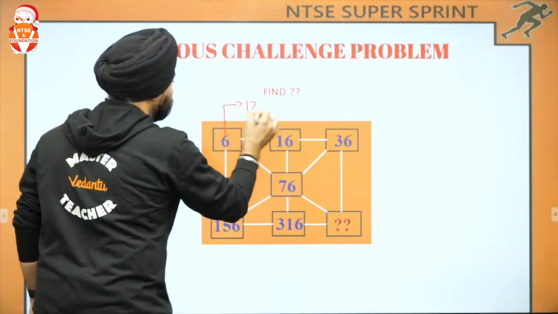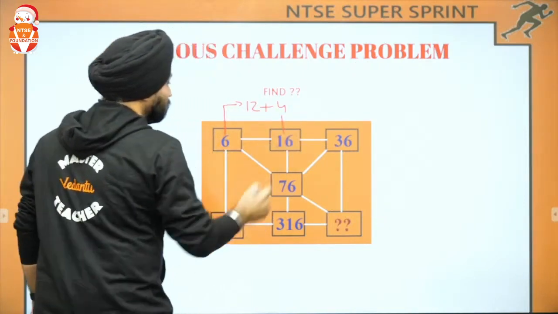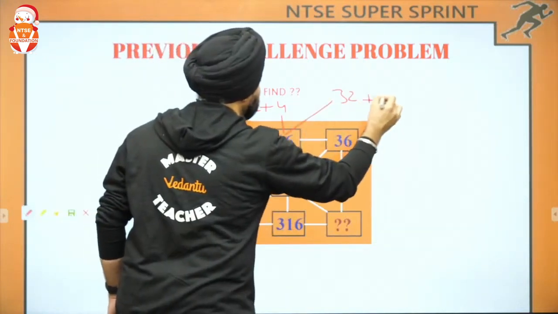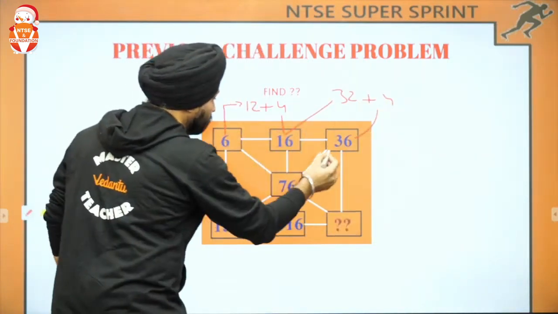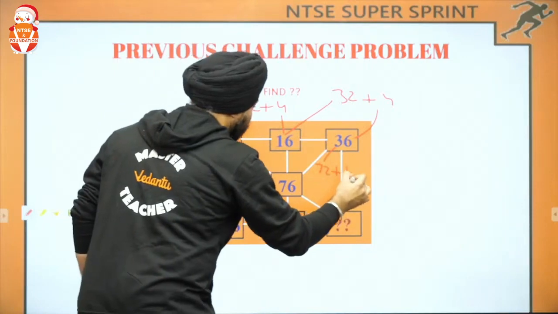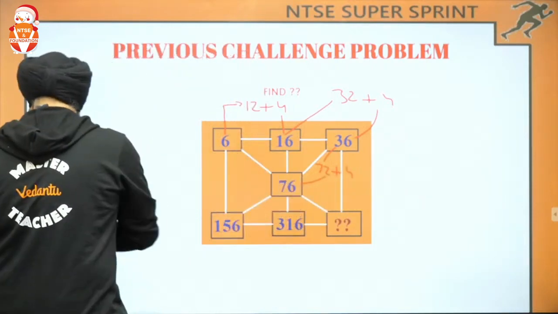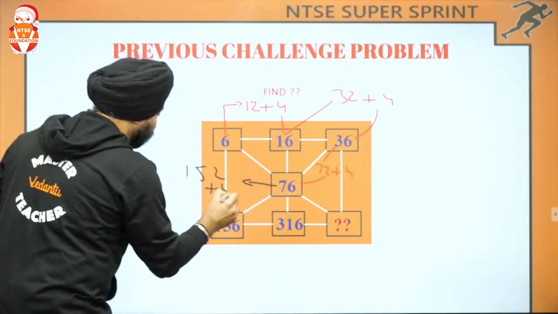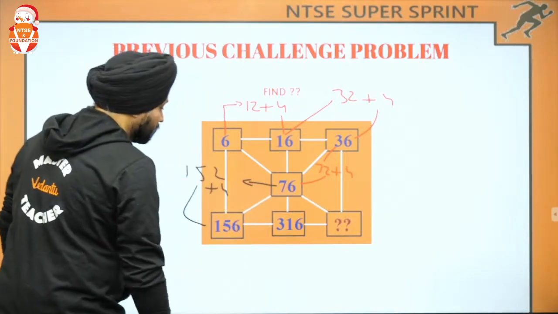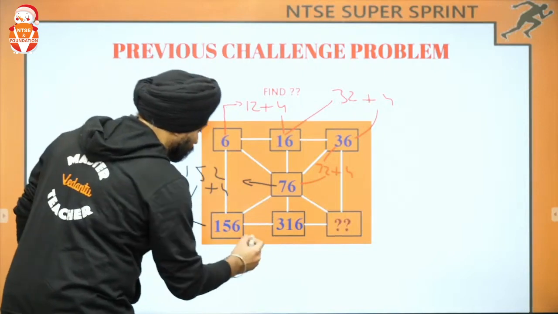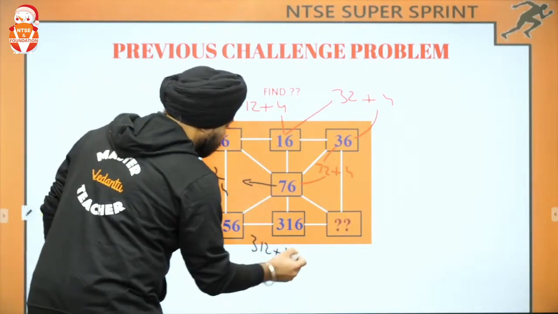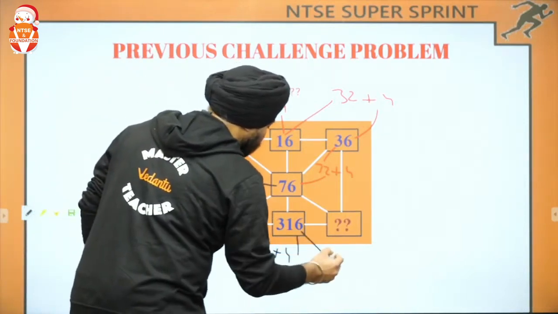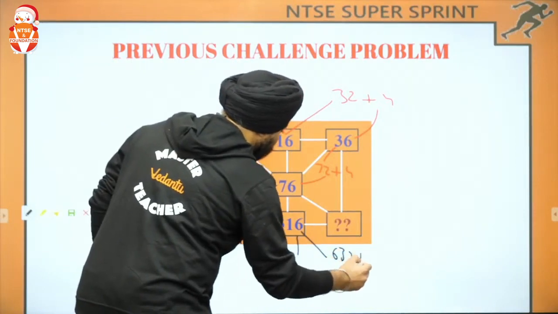The double of 6 is 12, you are adding 4. The double of 16 is 32, you are adding 4. The double of 36 is 72, you are adding 4. The double of 76 is 152, you are adding 4. The double of 156 is 312, you are adding 4. The double of 316 is 632, and you are adding 4.